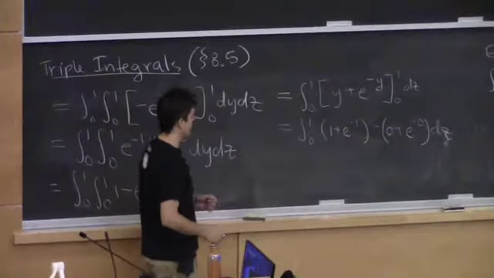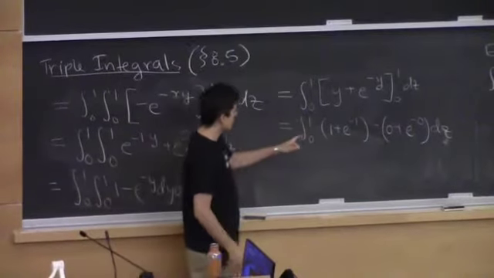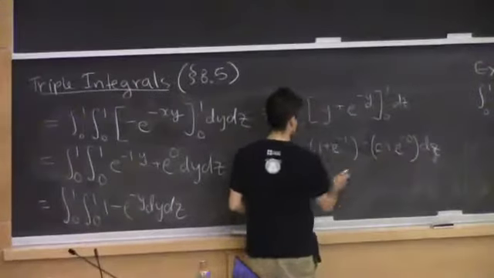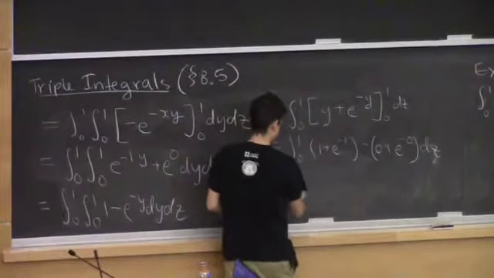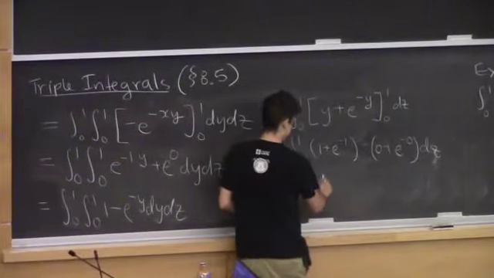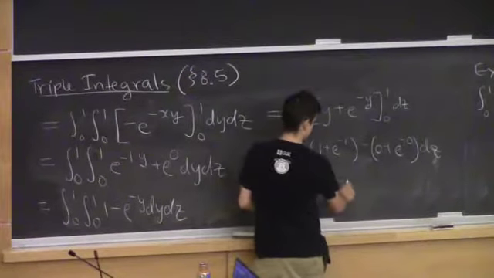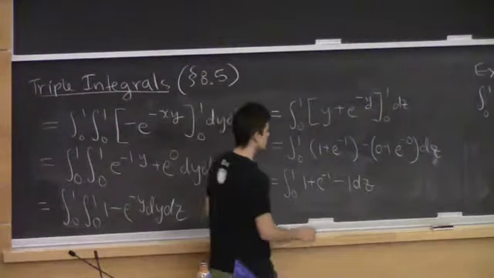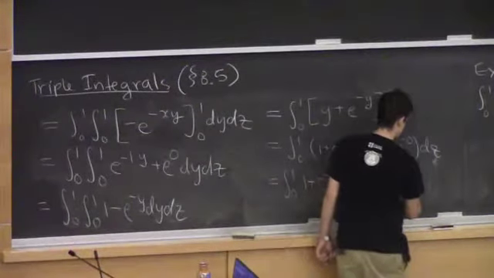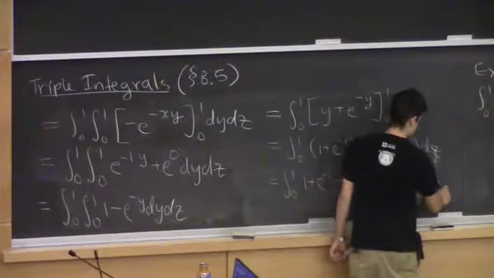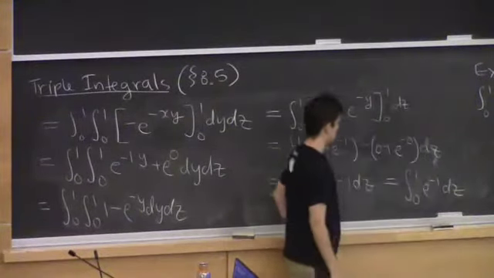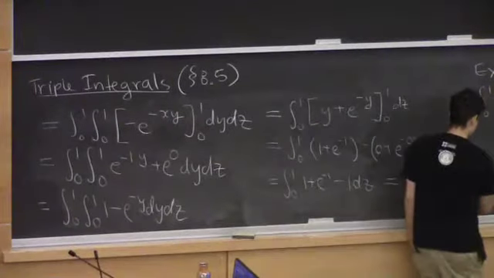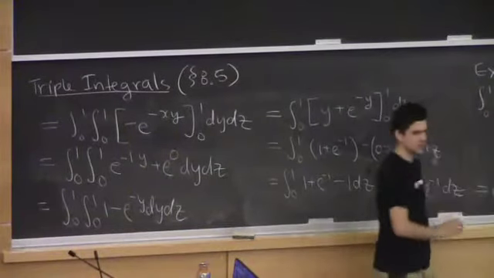dz. Okay, notice that this will evaluate out to 1. So this and this will cancel. Once we've got that cancellation, we're just looking at e to the negative 1. So our final answer should be e to the negative 1.